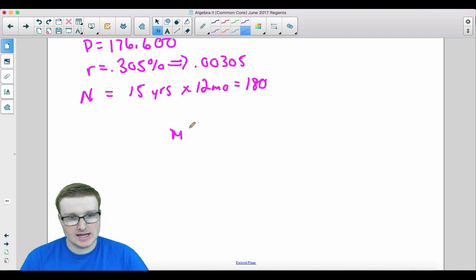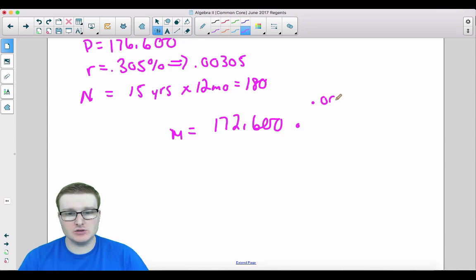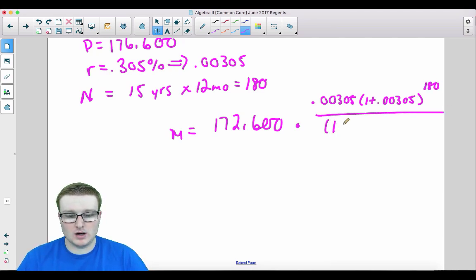So the mortgage is equal to $172,600 times 0.00305 times (1 plus 0.00305) raised to the 180, divided by (1 plus 0.00305) raised to the 180 minus 1.